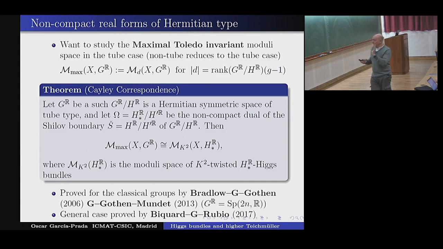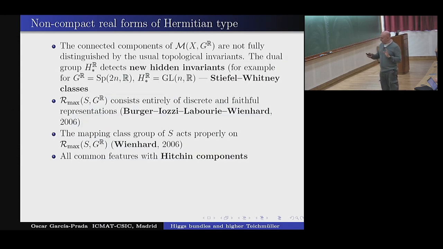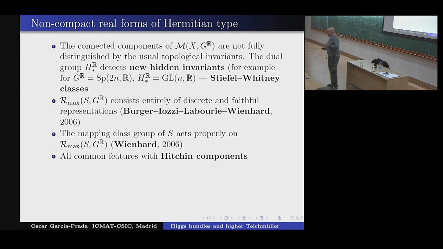And so there are new invariants, and for example, if you consider the case of the Siegel upper half space, so the group of the real symplectic group, in that situation, the maximal compact of this is U(n), and the dual non-compact group is GL(n,R). So you are now dealing with GL(n,R) bundles, and the maximal compact of GL(n,R) is O(n), which is disconnected, right? And now the Stiefel-Whitney classes of that give you new invariants.